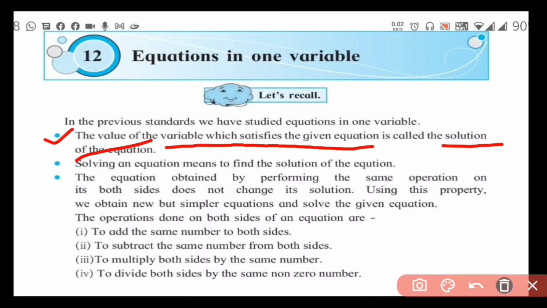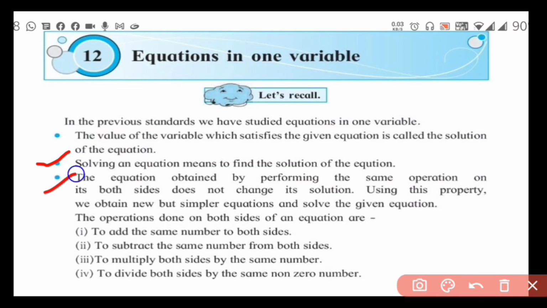Now let us go to the second point. What is the second point? Solving an equation means to find the solution of equation. When we solve the equation, that means what? We actually find out the solution of that equation. Now, the equation obtained by performing the same operation on its both sides does not change its solution.